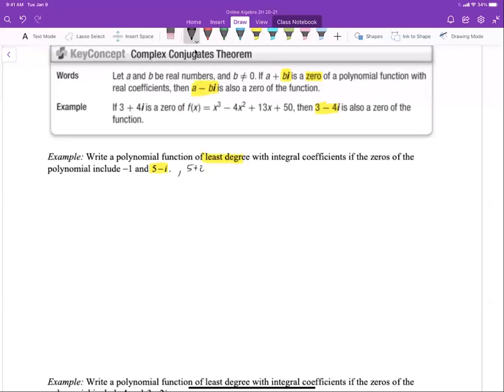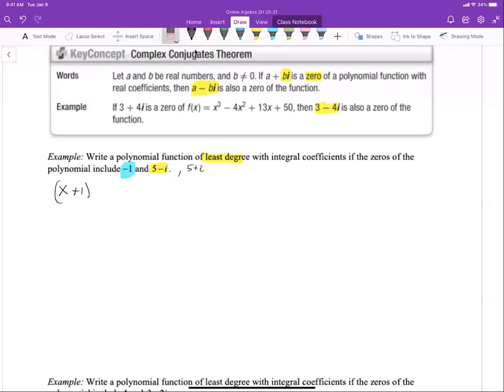So we have 3 zeros. Recall that if I have a zero, that means x equals c, then x minus c is a factor. We're going to go backwards, so we need to write these in factor form. Let's take this first one right here. How do I write that? If that is a zero, then I have to subtract it from x. So x minus negative 1 gives me x plus 1. Okay, so that is a factor.